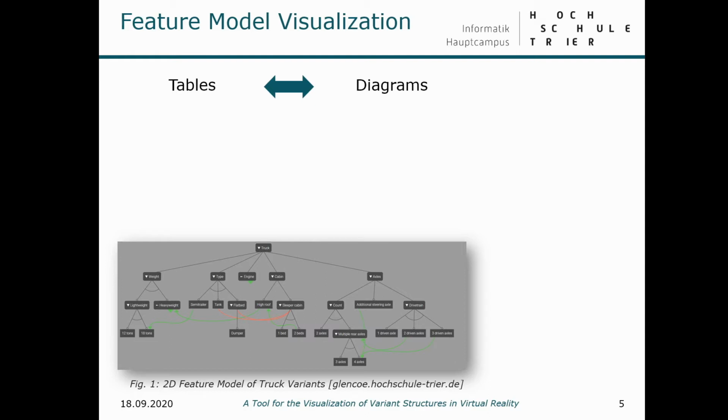Commonly, system designers and business managers are more used to tables and large variant sheets. Those are great for looking at minuscule details and constraints, but they fall short in providing an overview of a bigger picture. This is where diagrams, graphs, and in our case, feature models in tree layout come in handy, as seen here at the example of a truck product line.